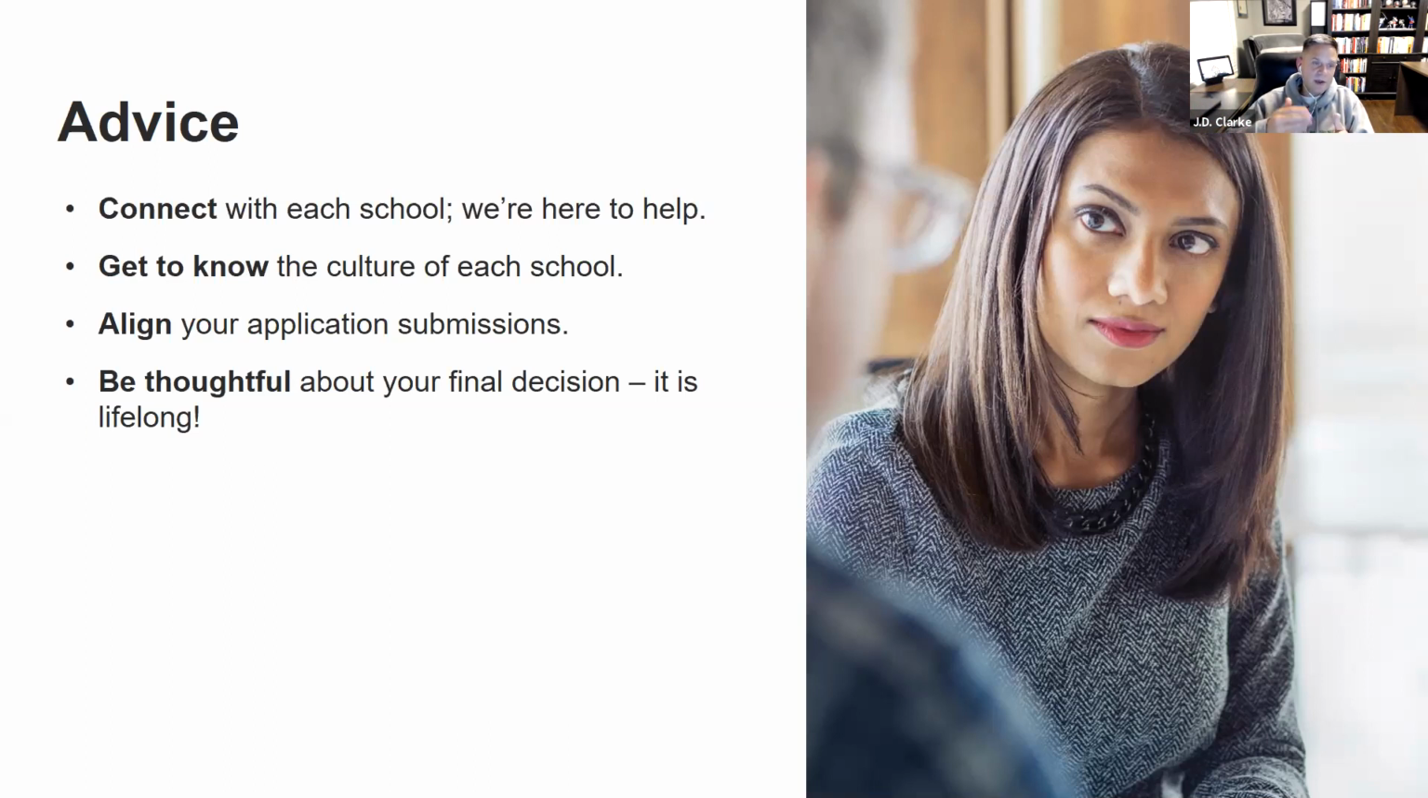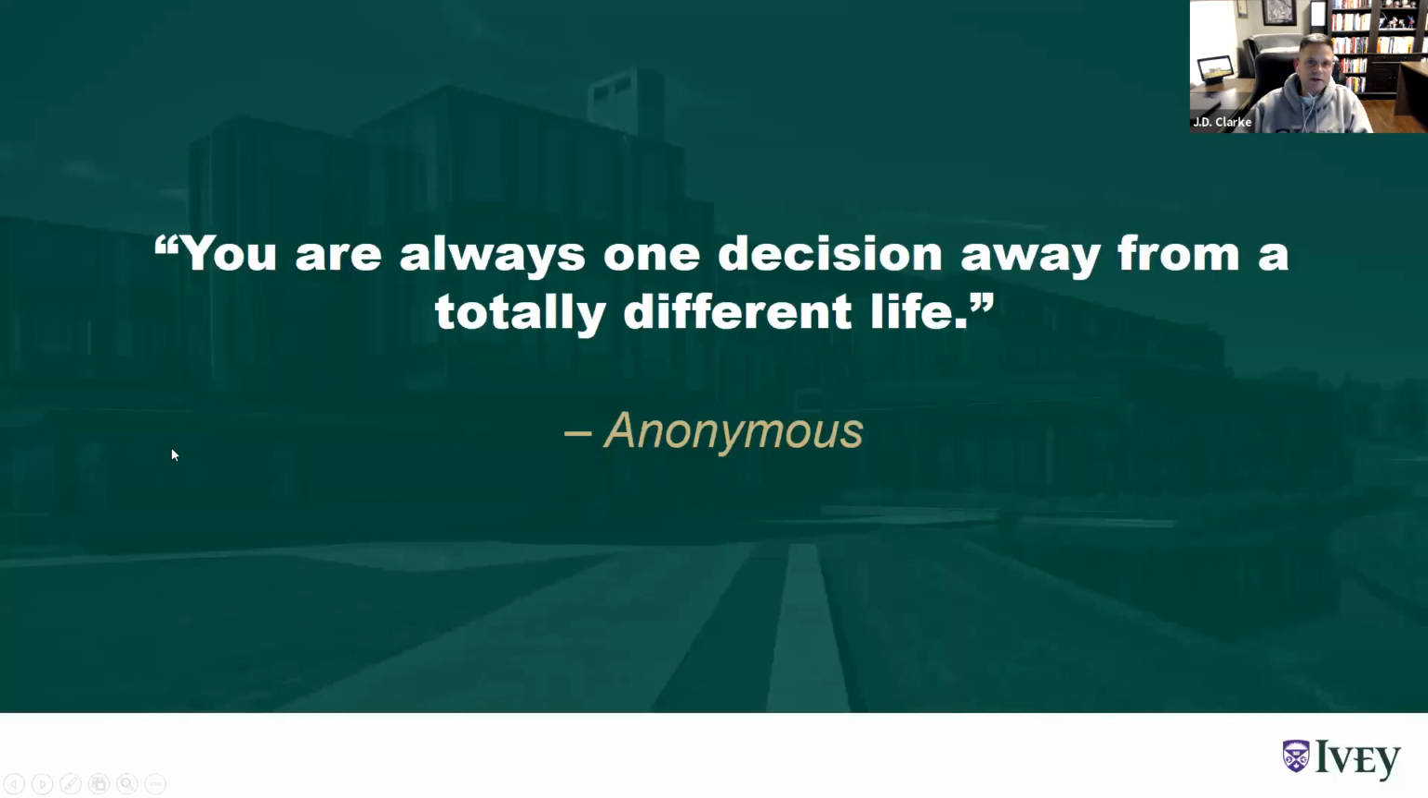And the best way to do that is, if you're applying to 5 or 6 schools, or however many you're applying to, you align your submission deadlines so you can hear back from the schools around the same time. And the last thing is, be thoughtful about this decision. It is a lifelong decision. And so it's really important that you are very thoughtful about it. And again, it goes back to that first point, that you really think about what matters most to you in this experience.